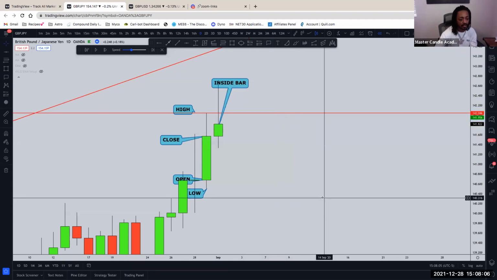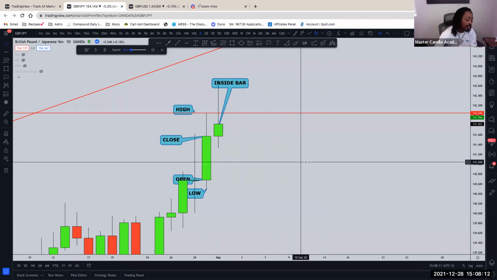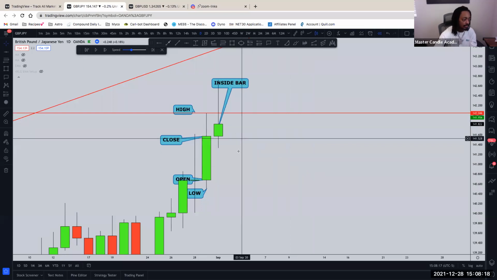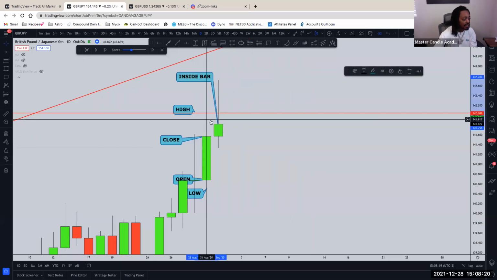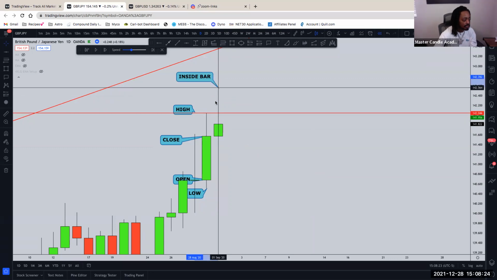Exactly, right? I personally love to see candlesticks close within wicks. I'll sell that market every time. I'll buy that market every time. I wouldn't even care, right? I love to see this. So now that we have identified that this candle is our inside bar, right?